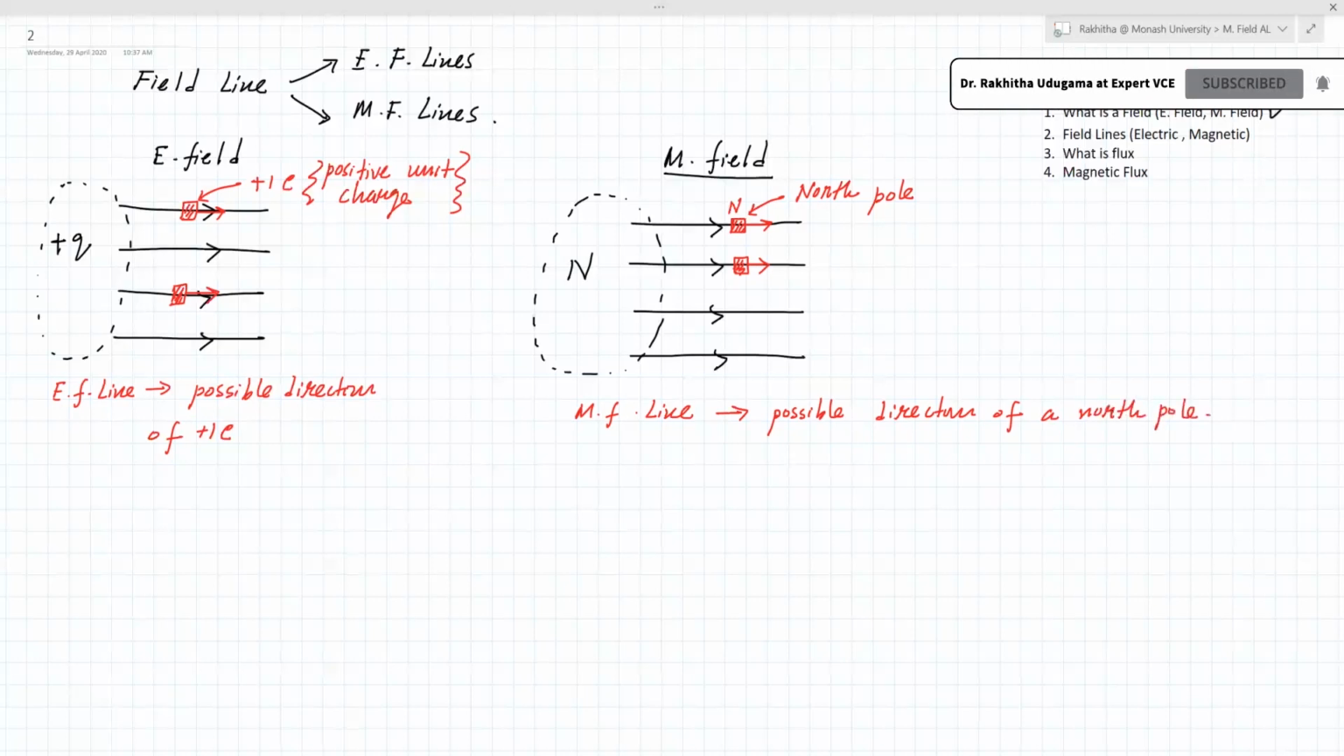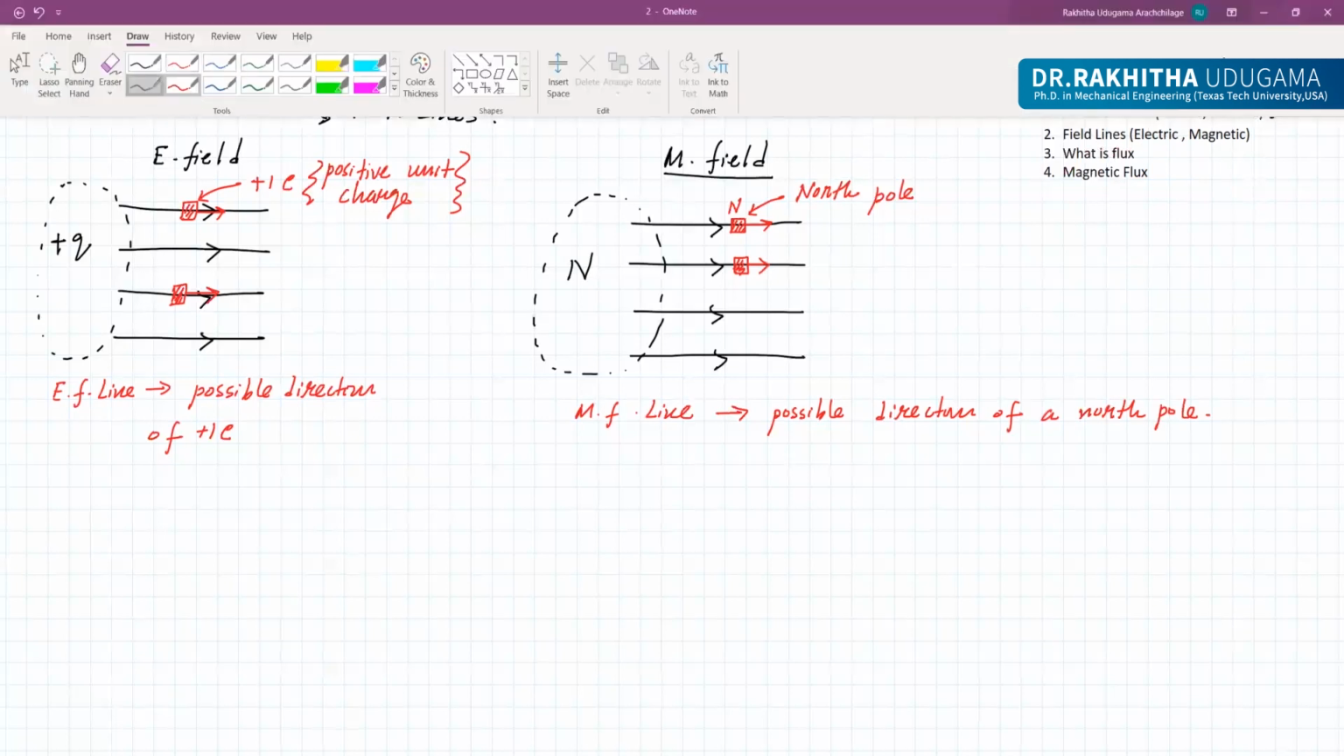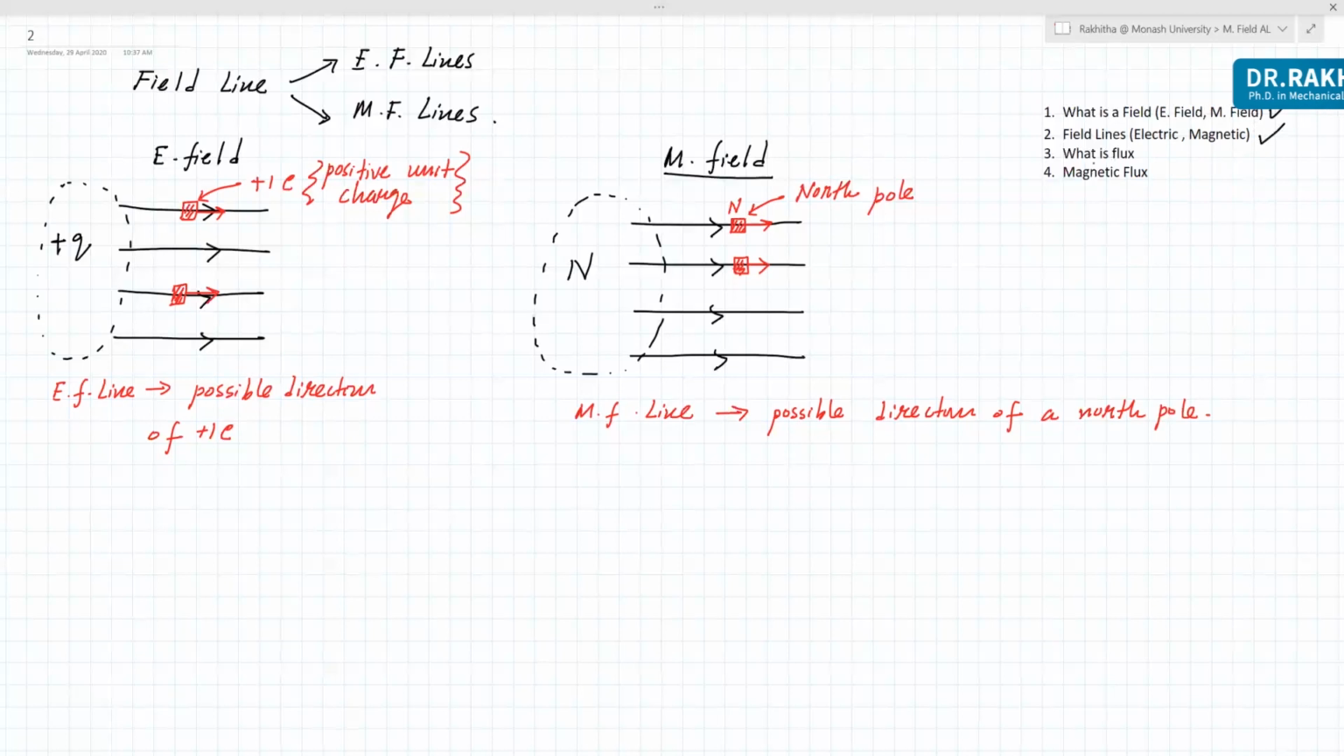Okay. So in the exam, nobody is going to ask what is electric field line, what is magnetic field line, but we should know the meaning to understand the questions and to approach the questions correctly. Now, I hope you understand what is field line, electric field line and magnetic field line. I have already discussed. So now I'm going to explain what is flux. And then I'm going to describe what is magnetic flux.